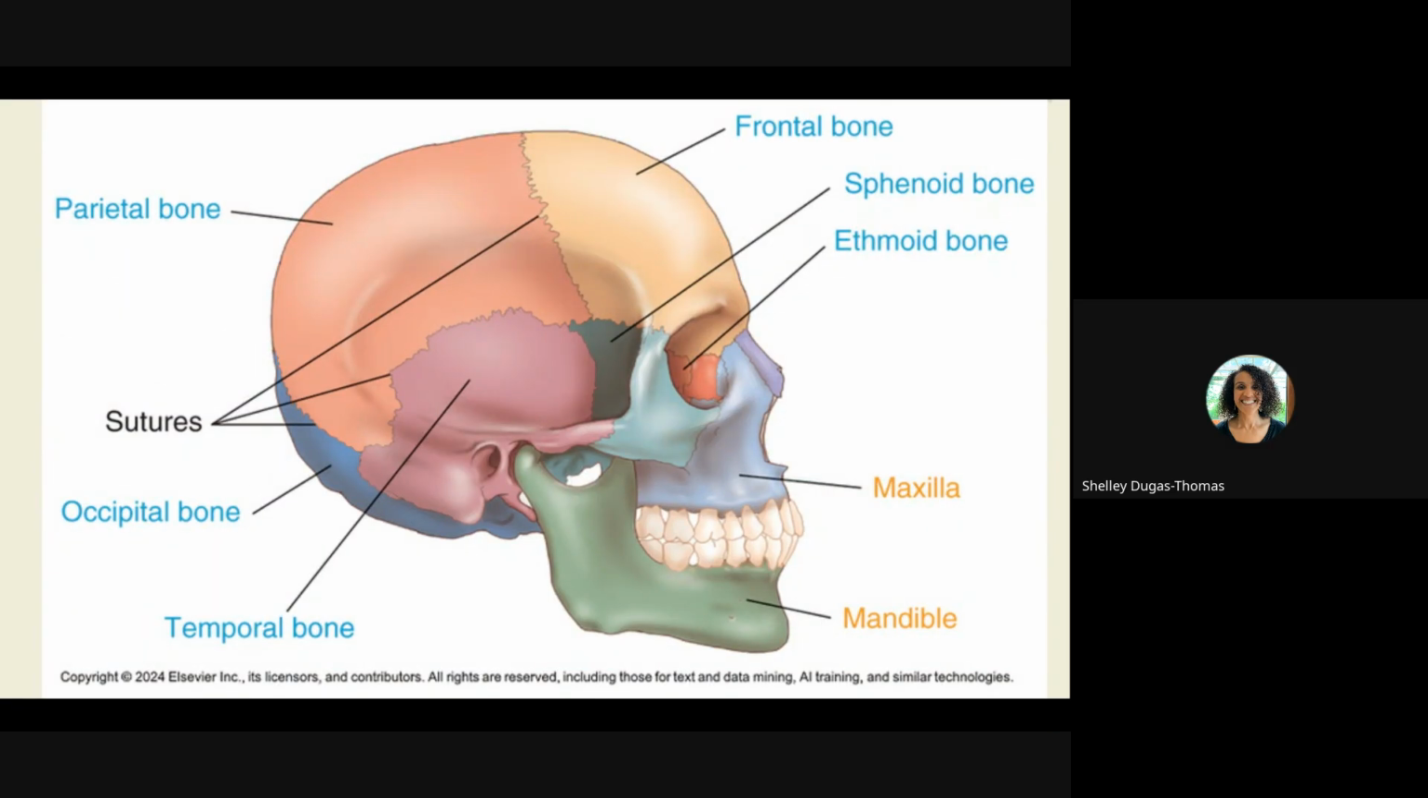Here is a lateral view of the cranium. Note the mandible, the lower jaw, and the maxilla, which is the upper jaw. The lines connecting these bones are called sutures. In newborns, these joints are immovable but flexible, allowing the skull to pass through the birth canal.